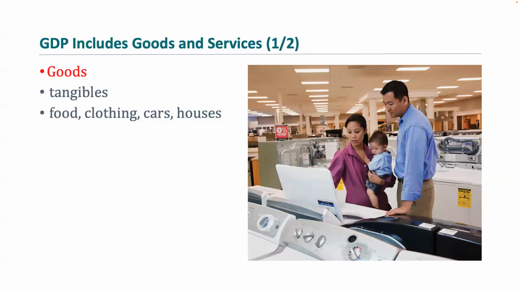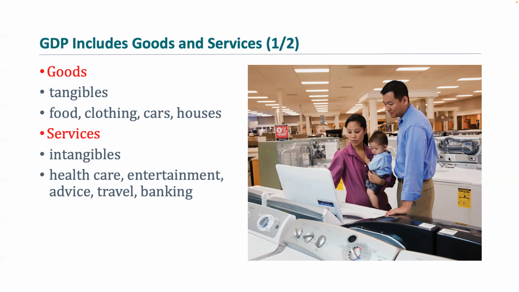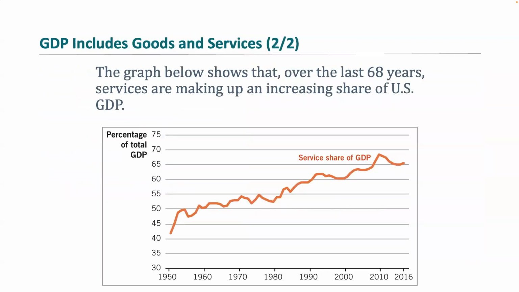GDP measures total production, including both goods and services. Goods are tangibles like food, clothing, cars, and houses, while services are intangibles like healthcare, entertainment, advice, travel, and banking. This is figure 6.7, and it shows that over the past 50 years, one big shift has been out of manufacturing goods and more into services. In the past, the dominant industries in the United States were goods like automobiles, steel, and household goods. But now, a majority of US GDP is service output like financial, transportation, retail, and technology.